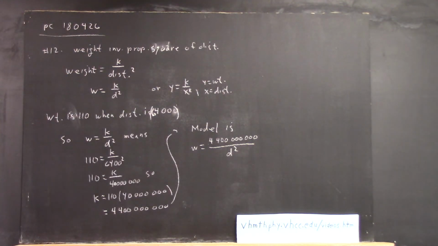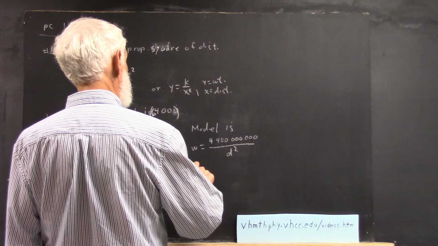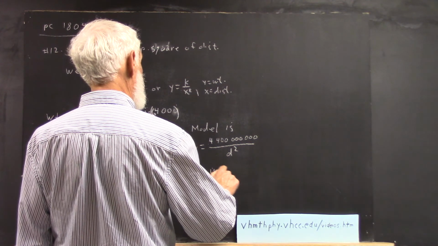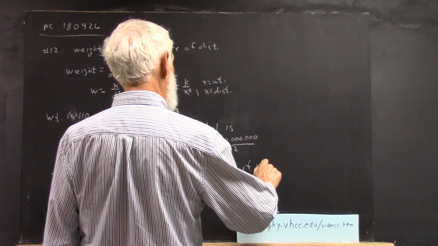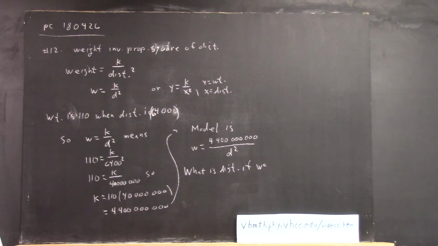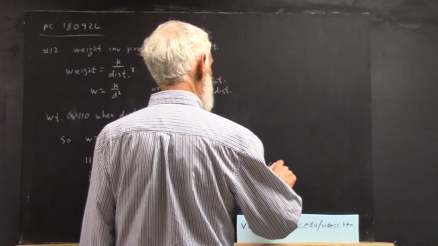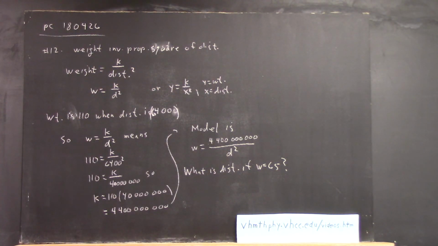is this, right? And now we can use that model to answer the question. Okay? Now the question is, what's the distance if the weight is 65? If the weight is 65. Okay, so how are we going to answer this?